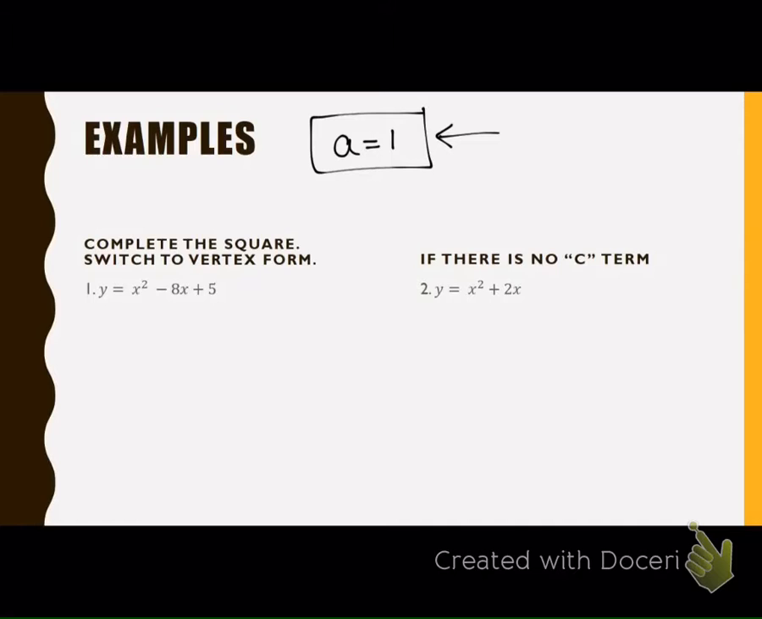Guys, please stop. So what is the first step? Minus C. What is my C value in this case? 5. So I'm going to subtract 5 on both sides.